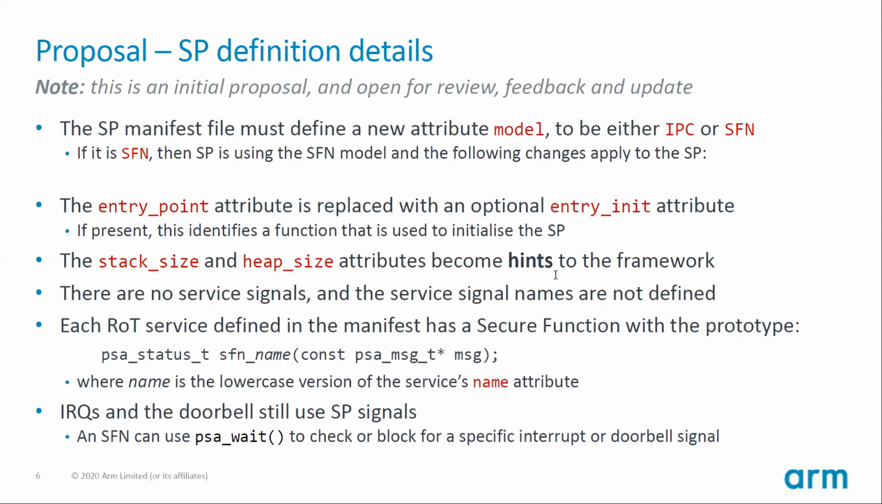So the reason an IRQ using a signal is useful is a secure function might initiate some hardware activity and then want to wait till the peripheral completes with an interrupt before returning to the client. In that case, the secure function can use PSA wait, and it can check or poll, or it can block for the specific interrupt or for the doorbell signal before continuing execution. So that's how an interrupt in a partition can still interact with a secure function.